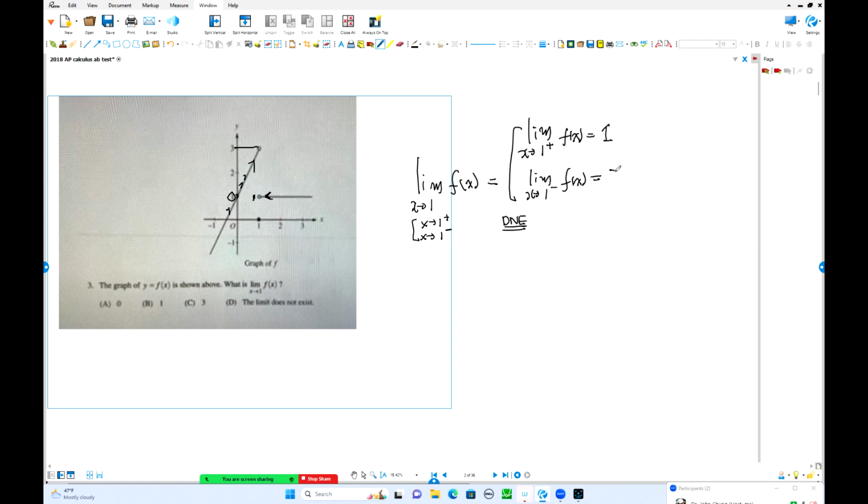3, right? But there's a discontinuity, and the limit values are also different, right? From the right-hand side, the limit is 1. From the left-hand side, the limit is 3. The limit doesn't exist, so we have to say DNE, okay?